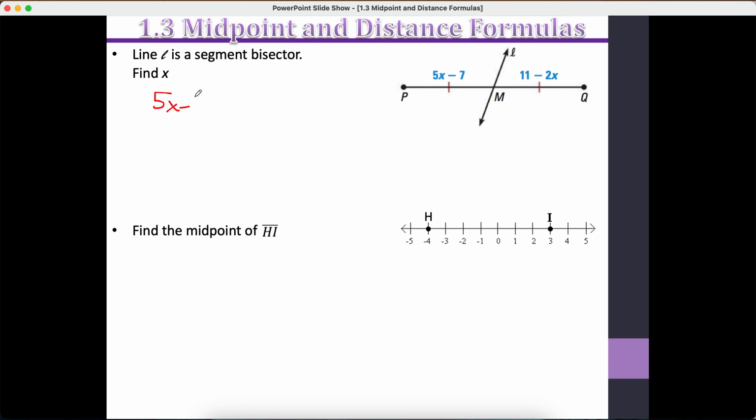So their measurements, 5x minus 7 and 11 minus 2x, are equal. From here we can solve for x. I'll add 2x to each side. I will add 7 to each side.